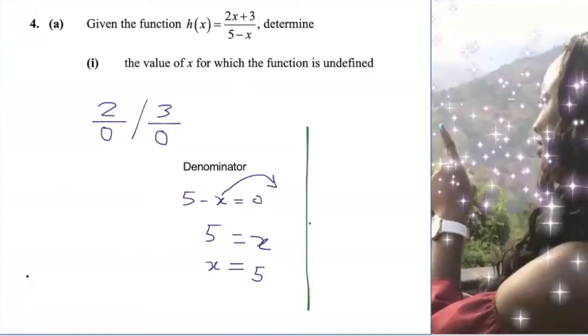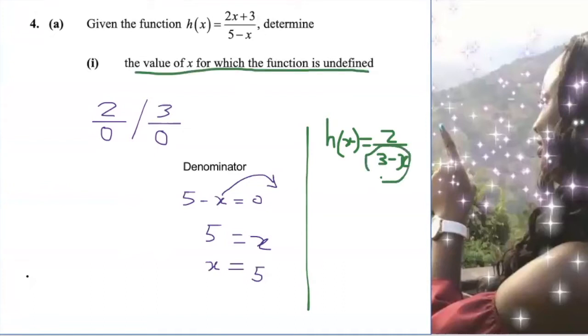Just to ensure you understand, if I have h of x, and this is just me creating a new example, equal 2 over 3 minus x, our focus is on the denominator. When is it that I will get 0 in the denominator? We can either look at it and substitute the value here, and when I replace it, it should give me 0. Or I equate the denominator to be equal to 0 and solve for x. So carrying this over the equal sign, x is equal to 3.